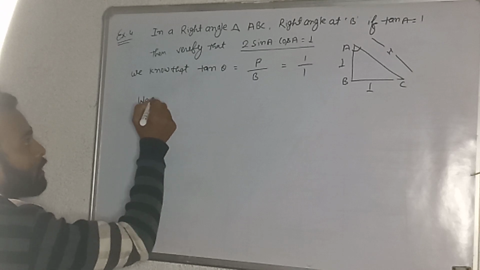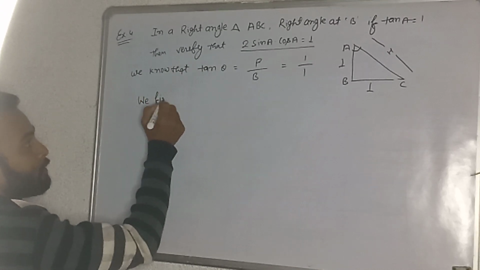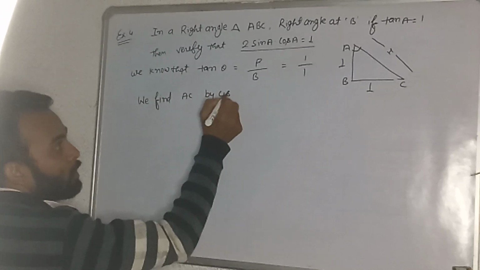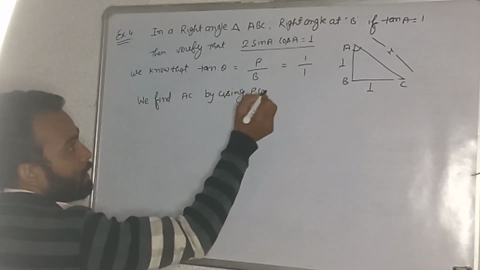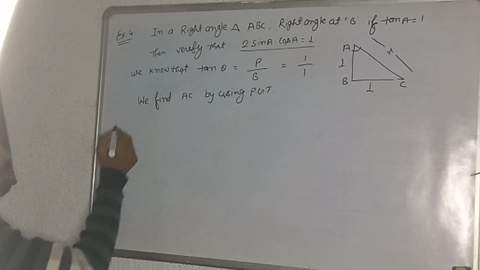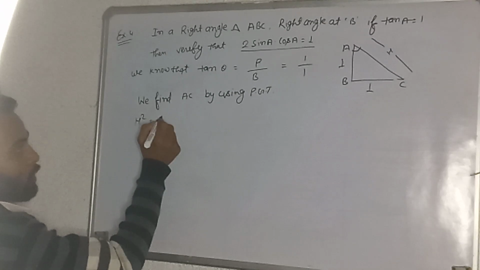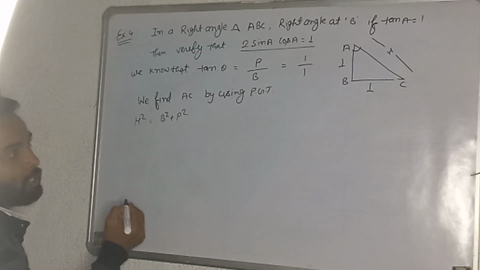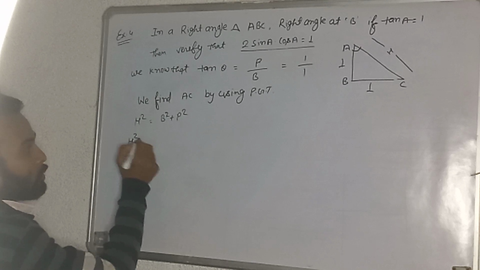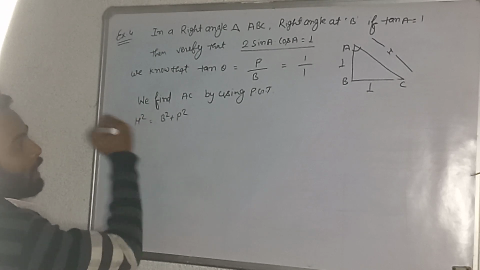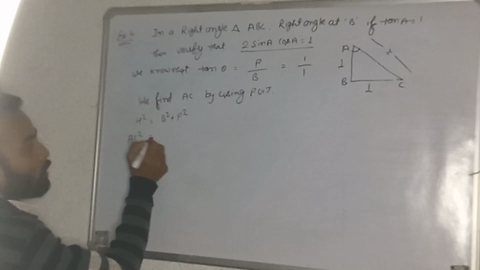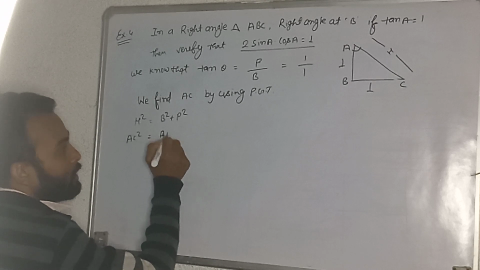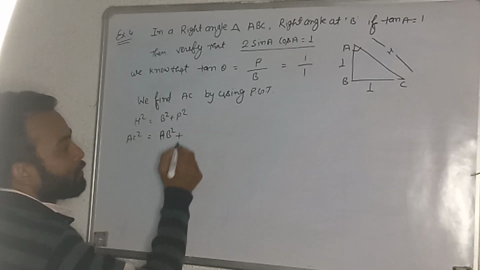We find AC by using PGT. We know that hypotenuse square is equal to base square plus perpendicular square. Hypotenuse is AC, so AC square is equal to AB square plus BC square.